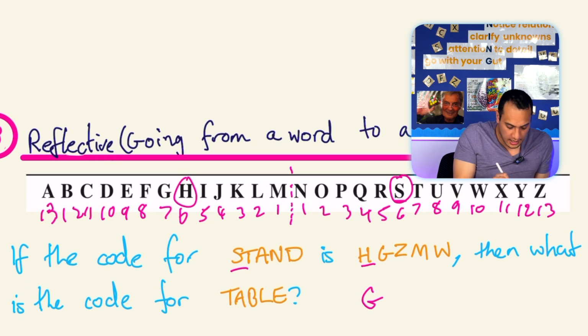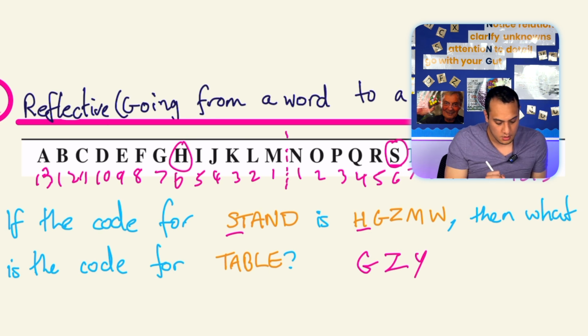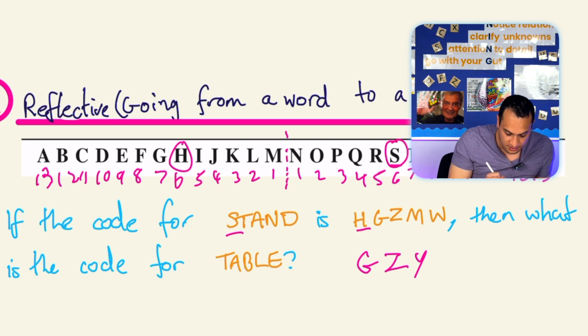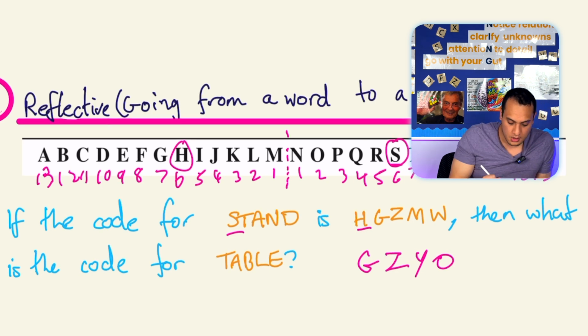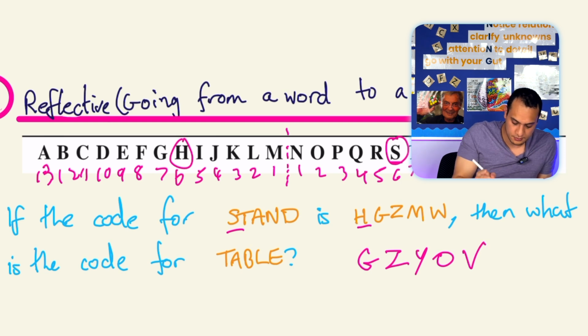Then if we look, A we know corresponds to Z. B we know corresponds to Y because they're both in the 12th position. L we know corresponds to, let's have a look. L is in the second position over here, so it will be O. And then E corresponds to V. So it'll be G, Z, Y, O, V.